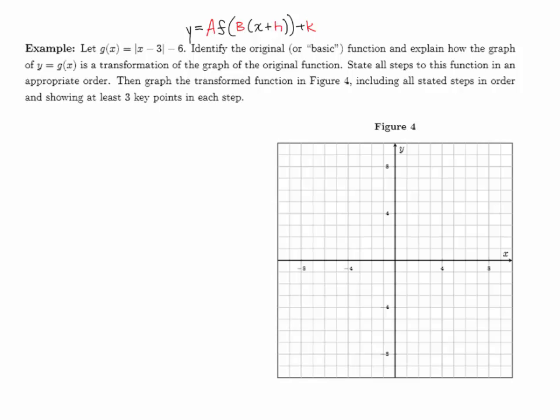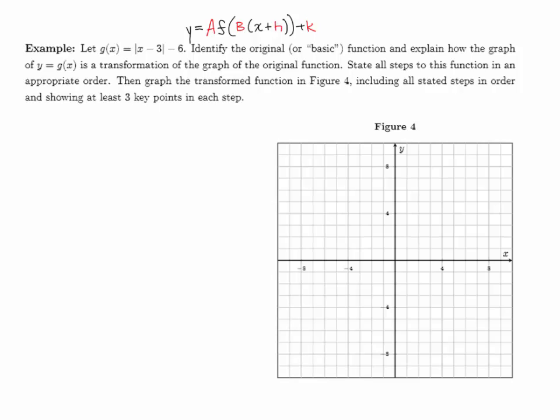In this example, we're going to sketch the graph of the function g defined by g of x equals the absolute value of the quantity x minus 3, minus 6. To do so, we'll identify the original or basic function and explain how the graph of y equals g of x is a transformation of the graph of that original function. We'll state all steps to this function transformation in an appropriate order, and when we sketch this graph, we'll graph at least 3 key points and track them through each step.